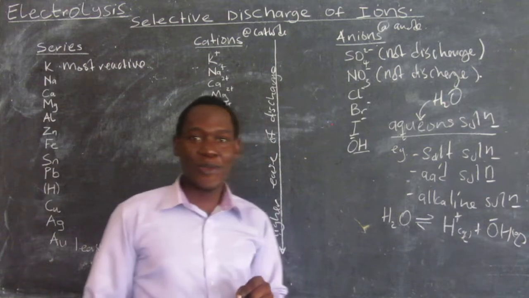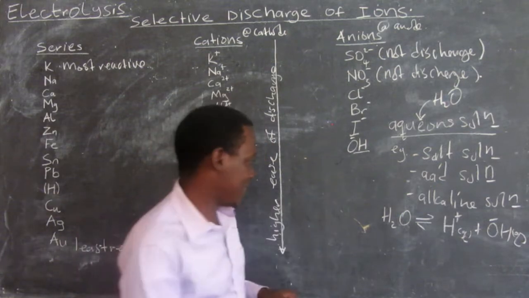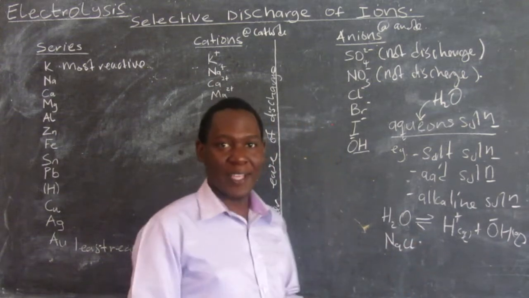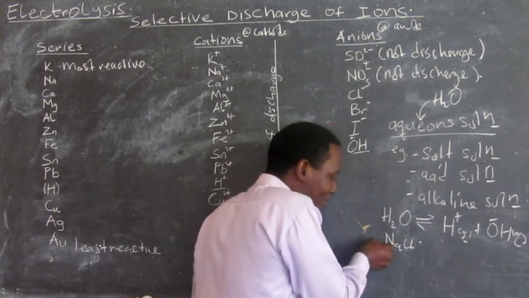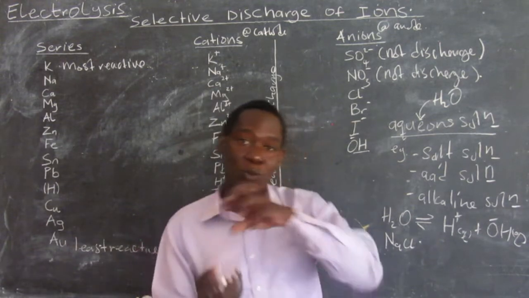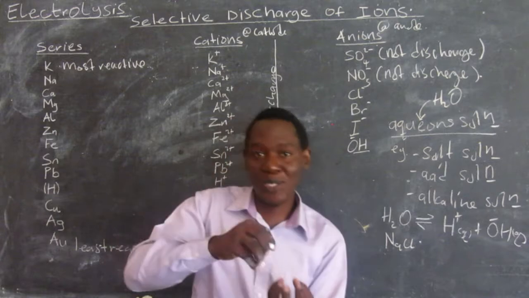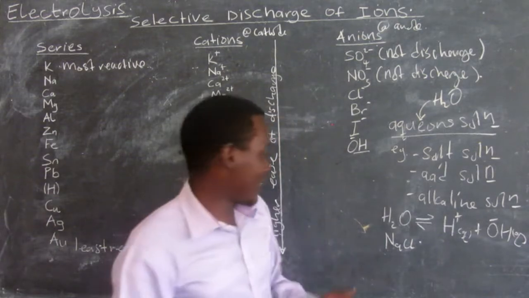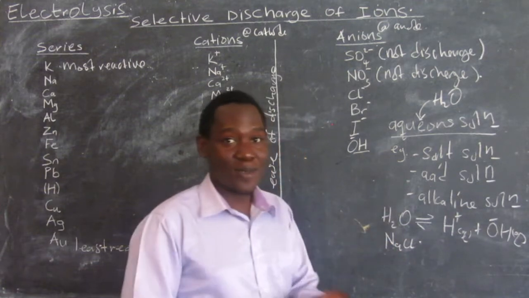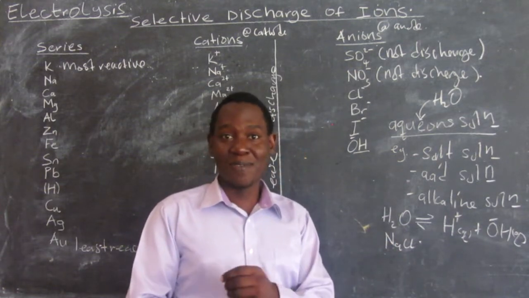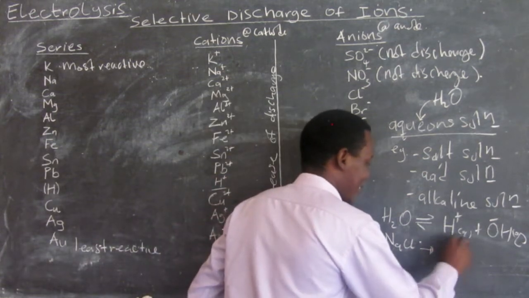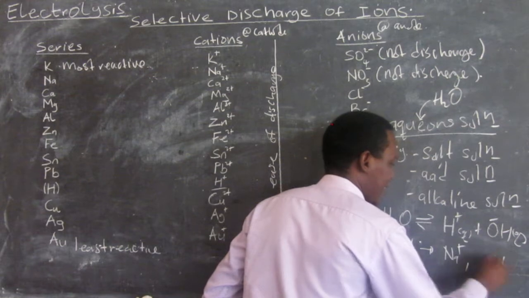Now take an example. You have a solution of sodium chloride. This solution will contain sodium chloride and water. You get a solid salt, and you mix it with water to get a solution. Sodium chloride is our common salt. We put this common salt in water to give us a dilute solution.